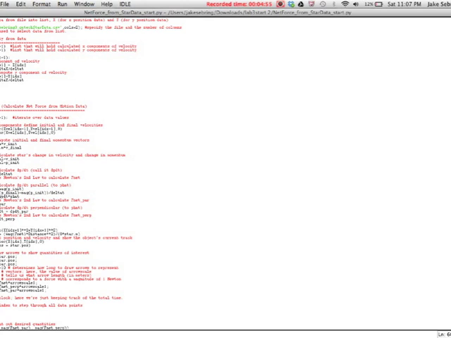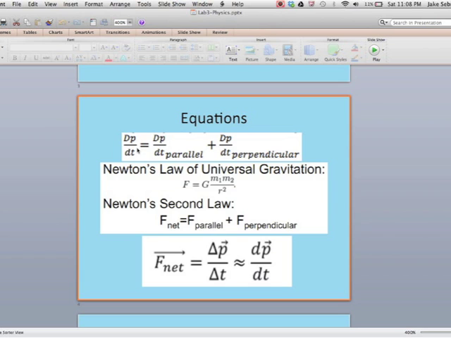The change in velocity, dp/dt, is equal to the change in momentum over the change in time, as seen here. The net force was changed so that it would equal dp/dt, which is according to the momentum principle. dp/dt is just equal to the parallel component of dp/dt plus the perpendicular component.